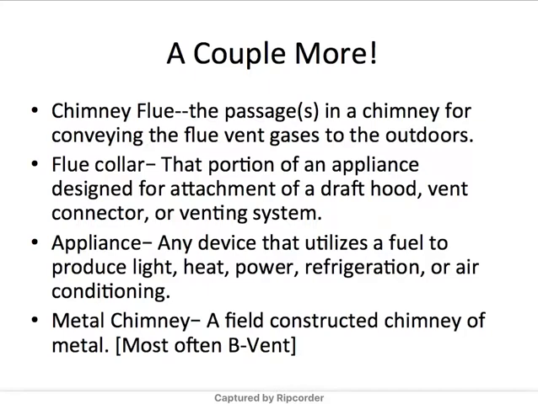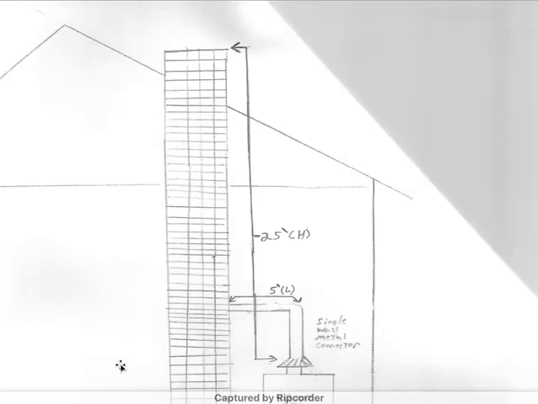All right, now that we got that covered, we're going to go over a couple of pictures here and some of the charts out of NFPA 54. So this first one here is a picture of a 40,000 BTU water heater, or boiler, it doesn't matter. It's the BTUs that really matter.